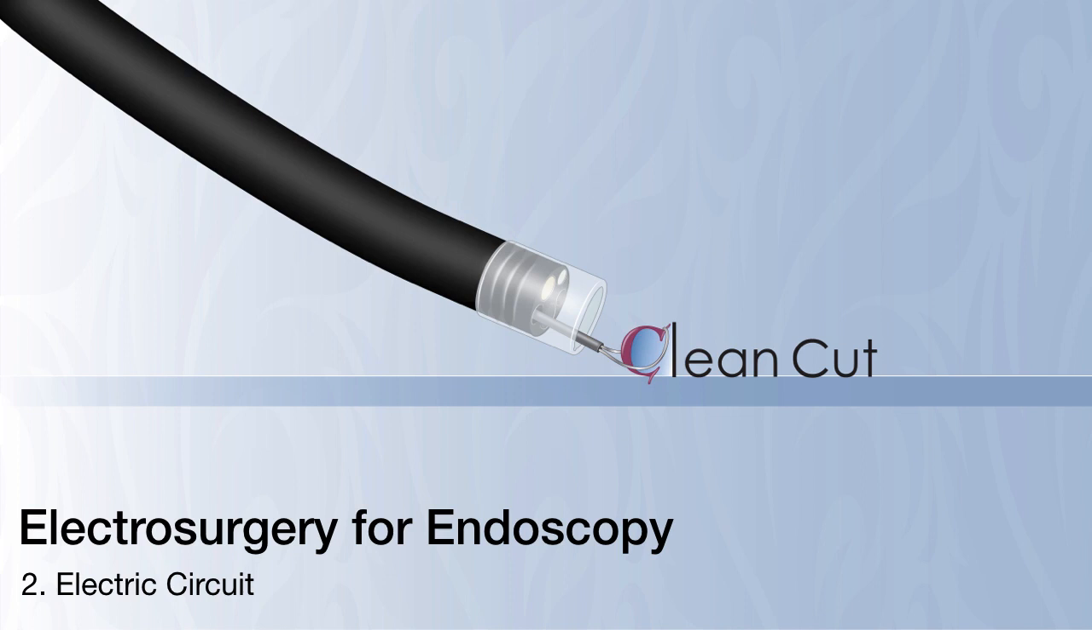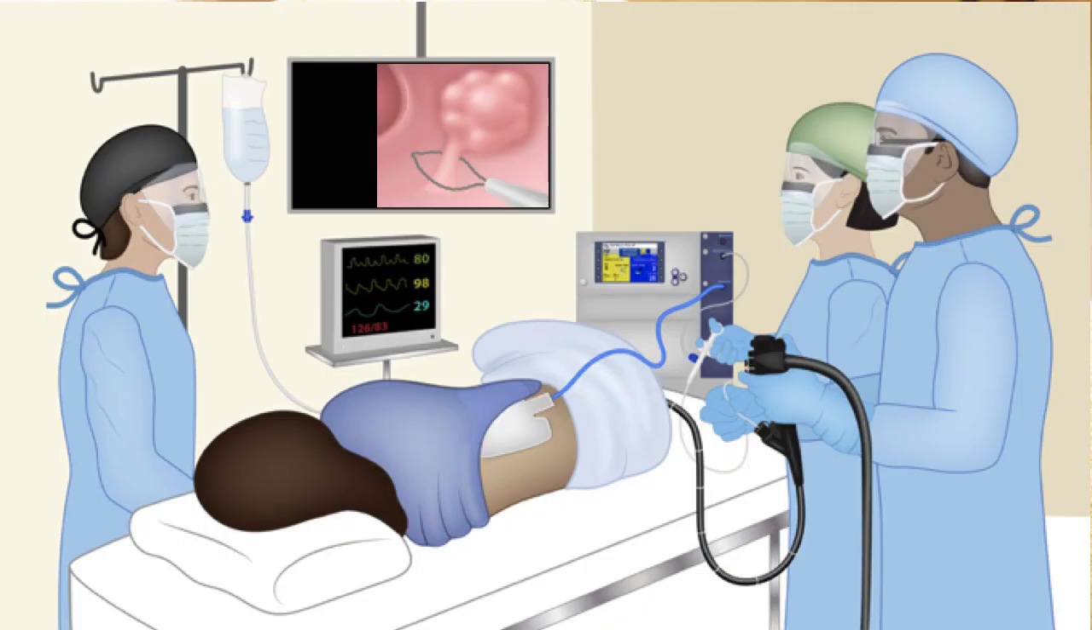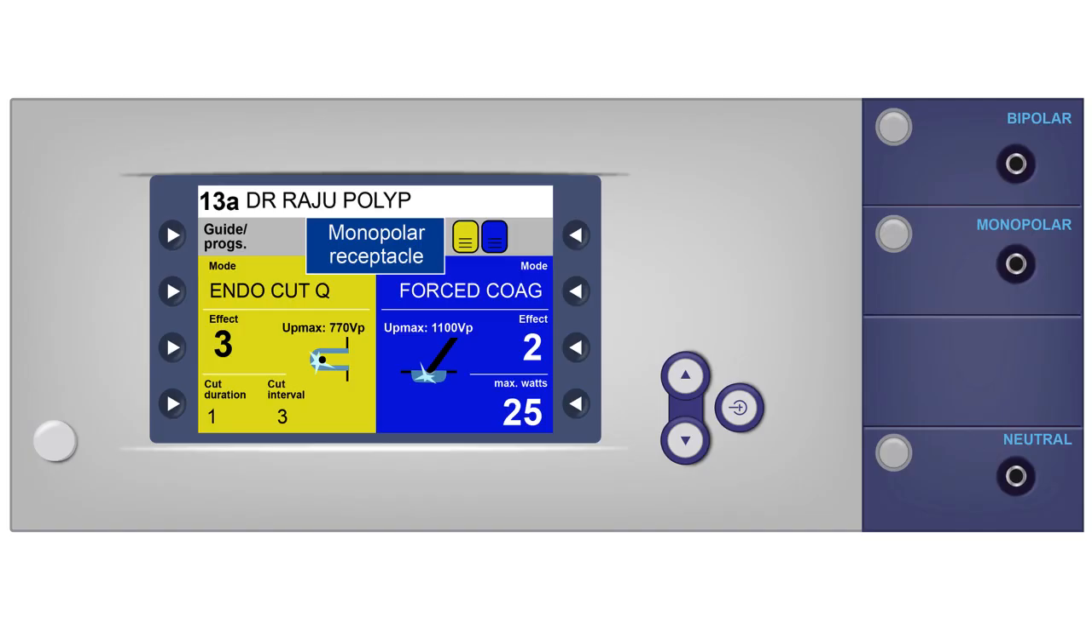Let us talk about the electric circuit that is used during endoscopic electrosurgery. Here, we are about to perform hot snare polypectomy, and as you can see here, we are connected and ready to go. Let us talk about monopolar circuit followed by bipolar circuit.